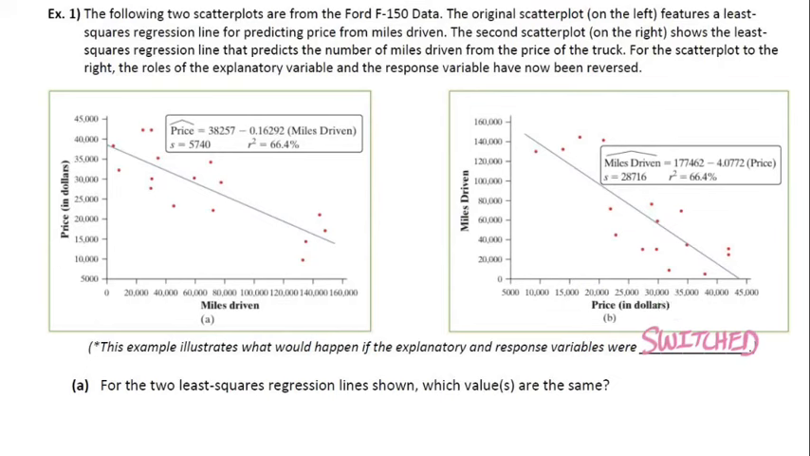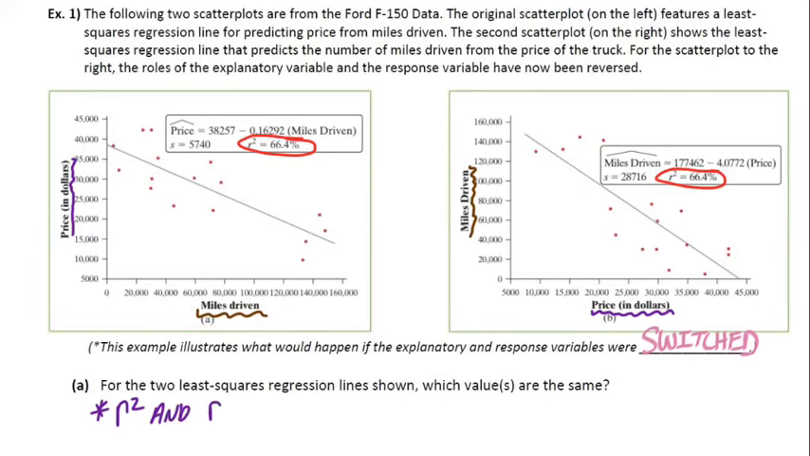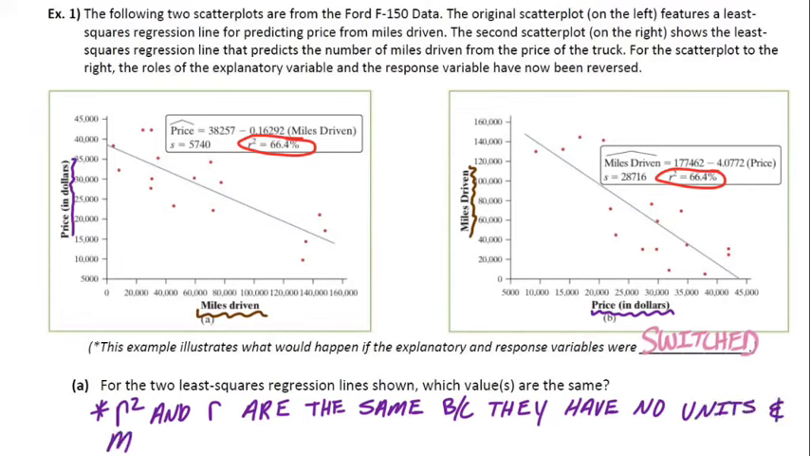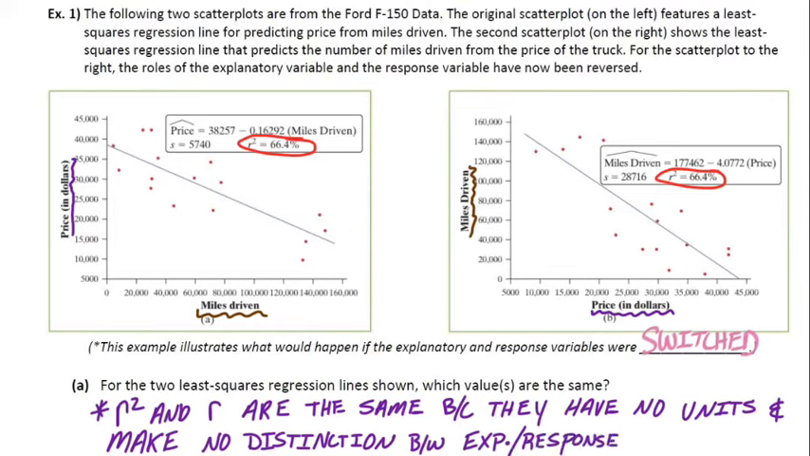Okay, so which values are the same? And you have the outputs right here. So similar values will be the R squared, right? So we know that correlation doesn't care what's on the x-axis, what's on the y-axis. So that's the first part. R squared and R are going to be the same. So they don't even have any units, and they don't make a distinction about who's on the x-axis, who's on the y-axis. They just measure the linearity. So that's really the only thing that's the same here. You kind of see the same pattern of points just flipped.